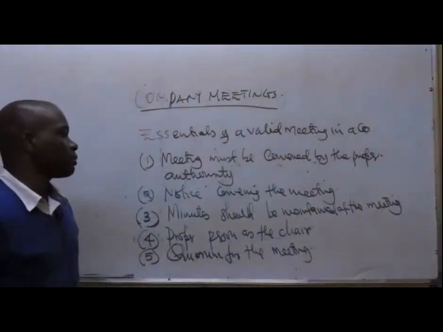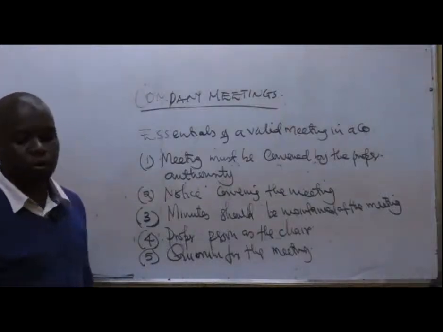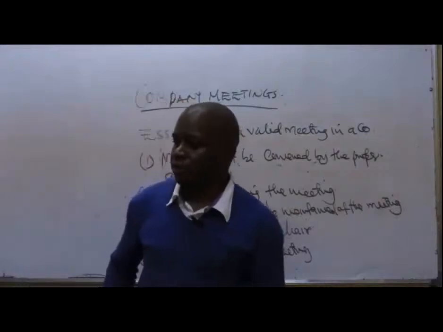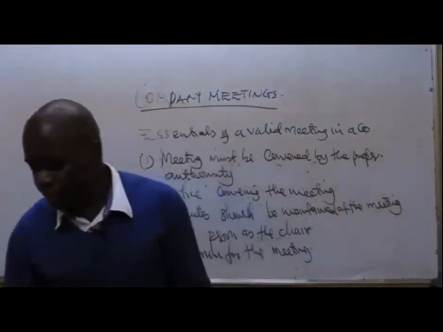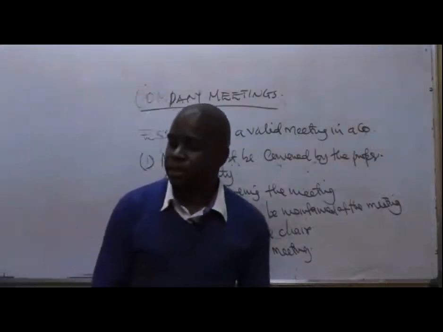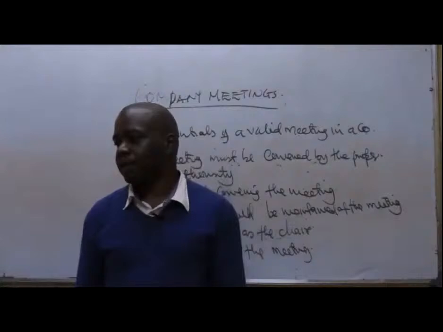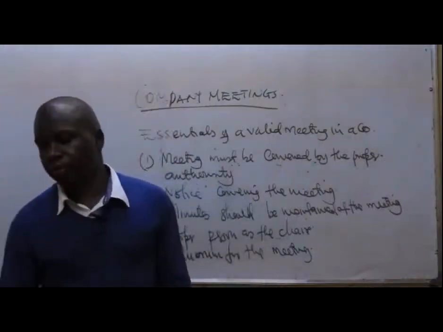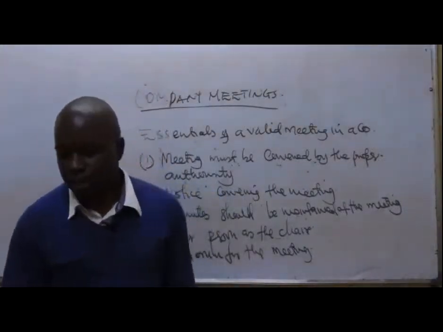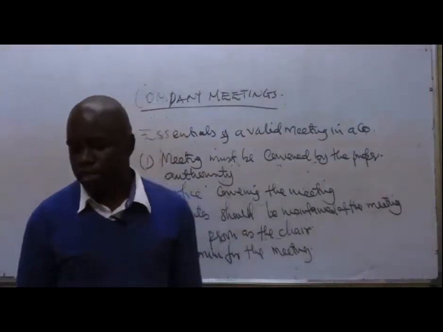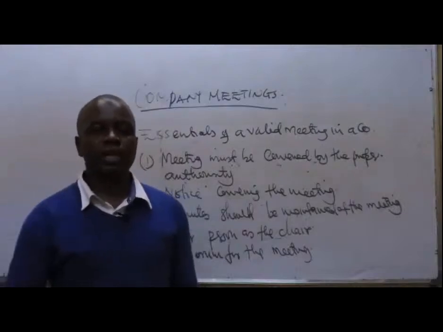So where we were basically saying is that the proper authority to convene a meeting in a company is usually the board of directors, or you can simply say the directors of the company. But if it happens that they have not convened the meeting as per the requirements of the law, it simply means that the members can take a step. How do they take a step? They can go to the court. And what the court will do is give out an order that the company should convene a meeting.